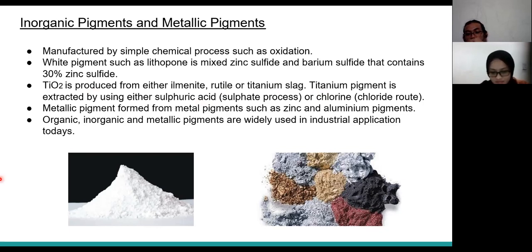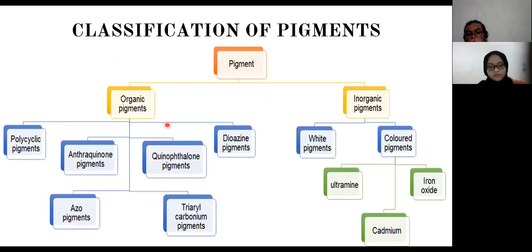Next, the metallic pigment is formed from metal, such as zinc and aluminum pigments. Last but not least, organic, inorganic, and metallic pigments are widely used in industrial applications today. So that's all for my part. I will pass to the next presenter.